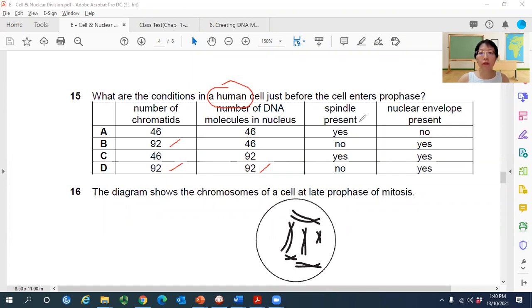Spindle fiber present or not before prophase? Of course, don't have. Nuclear envelope present, have. So the answer is D.